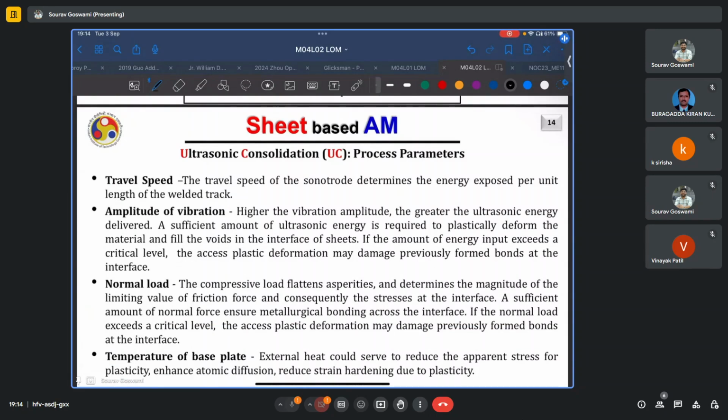The amplitude of vibration of the ultrasonic waves is typically of the order of say 5 to 40 microns. The higher the vibration amplitude, the greater the ultrasonic energy delivered. A sufficient amount of ultrasonic energy is required to plastically deform the material and fill the voids between the sheets. However, if the amount of input energy exceeds a critical level, the excess plastic deformation may damage the previously formed bonds at the interface, which is undesirable.